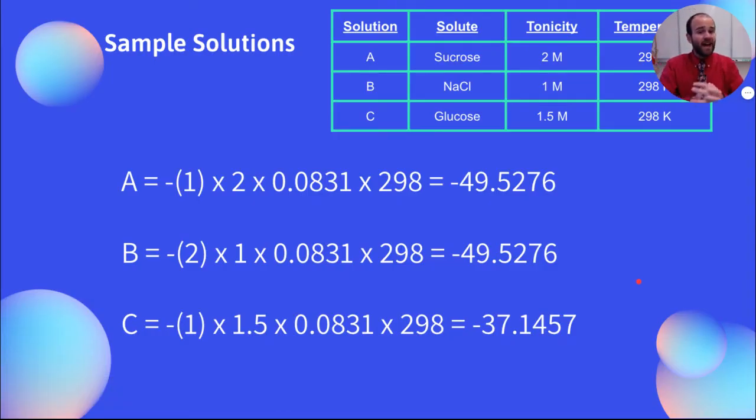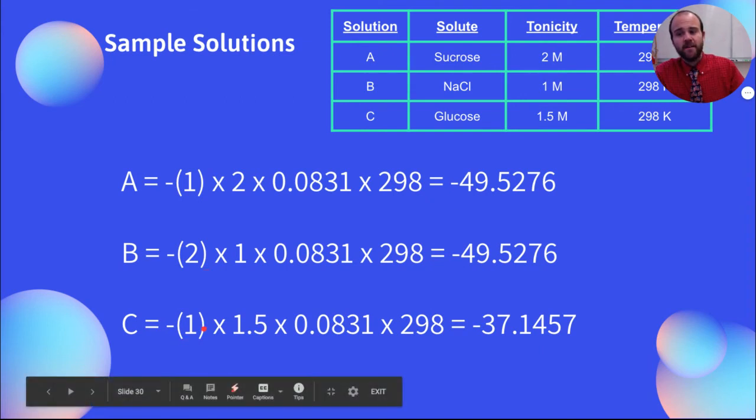So let's use our iCRT equation, negative. Remember, our sucrose has an ionization constant of 1, a molarity of 2, our constant, 0.0831, we'll use that the whole way down, times our temperature in Kelvin, gives us negative 49.5276. Now, our salt, even though it's half as concentrated as our sucrose, because it has an ionization constant of 2, same temperature, same constant here, we end up with the exact same water potential.